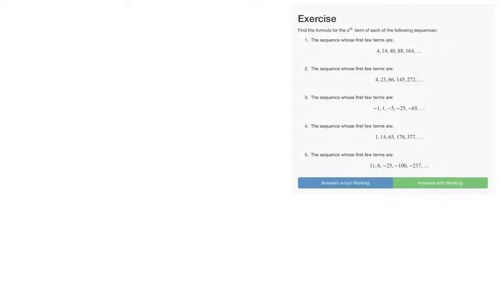We now correct the fifth question, that's this one here, and I start by writing the first few terms that were given. We're given 11, 6, negative 25, negative 100, and negative 237, and so on. And we're asked to find the formula for the nth term of this sequence.